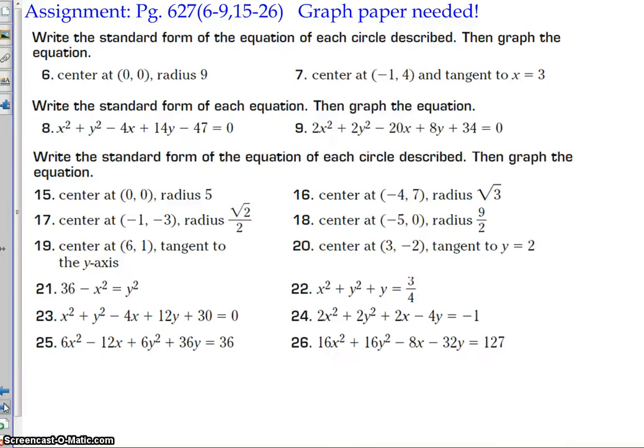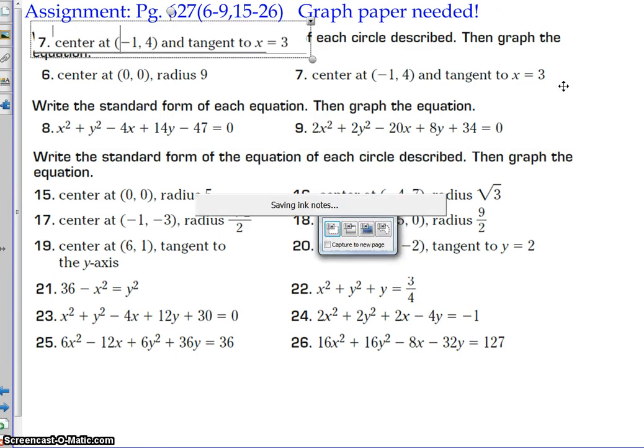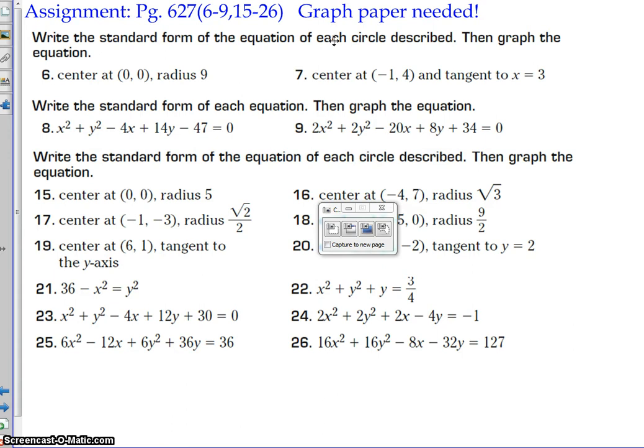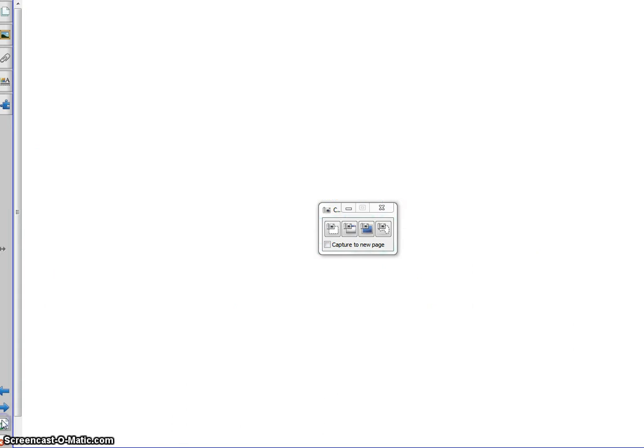So let's look at some of these. I have a little bit more time. I especially want to look at 7. It says center at, here I'm going to grab it here, maybe, there we go. Center at 1, negative 4. Let's see if it does a good job here. Yeah, I need to cut that. All right, here we go. So you're going to need graph paper to do this assignment.